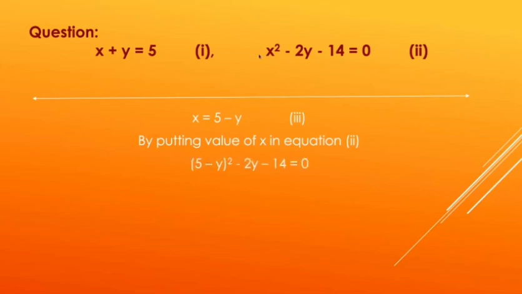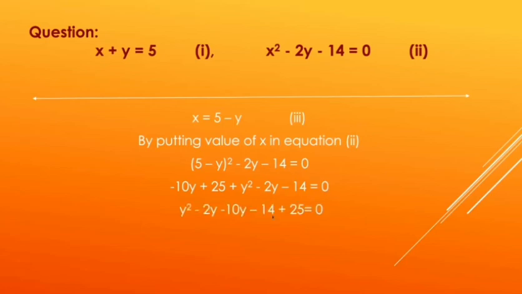So x^2 means (5 - y)^2. The remaining equation will be written as it is, - 2y - 14 = 0. (5 - y)^2 will be written as 5^2 which is 25, y^2 is y^2, and minus 2ab means minus 2 into 5 into y, which is -10y. The (a - b)^2 formula is applied here. - 2y - 14 = 0.